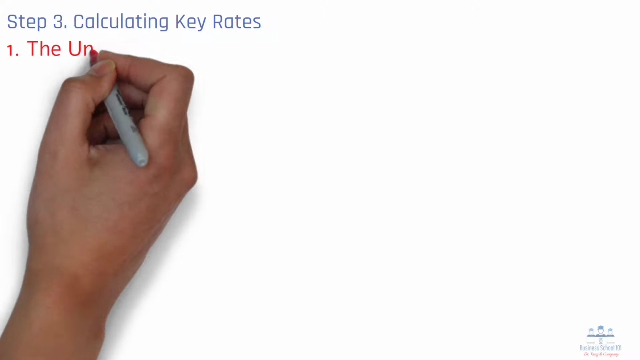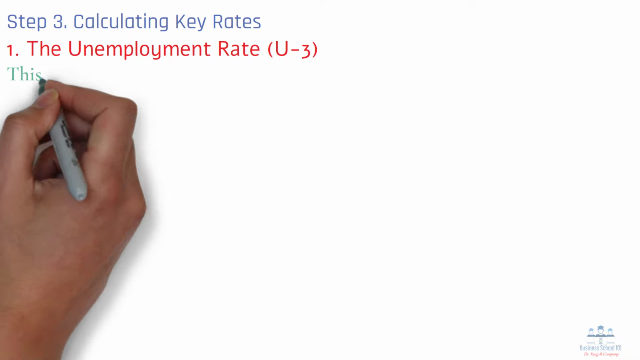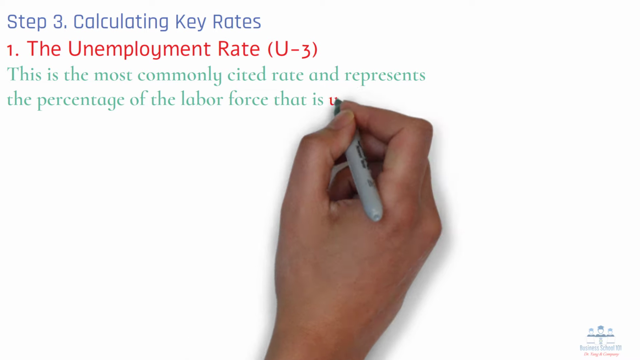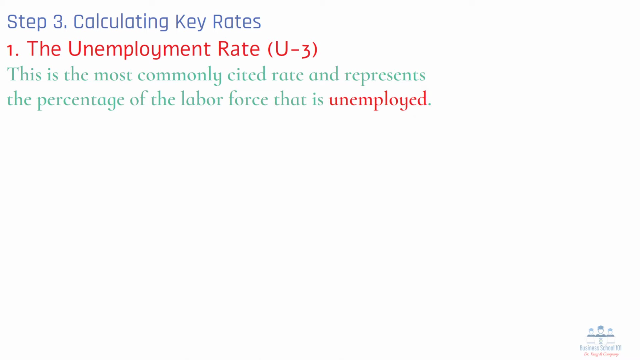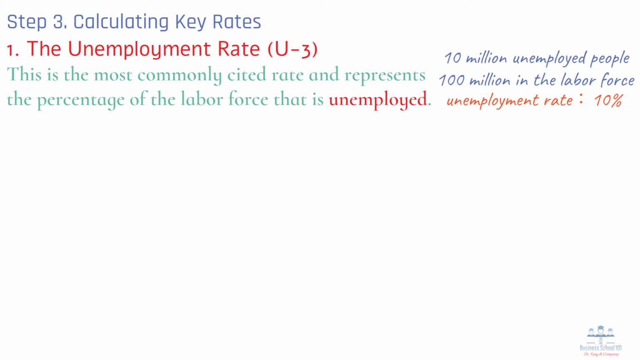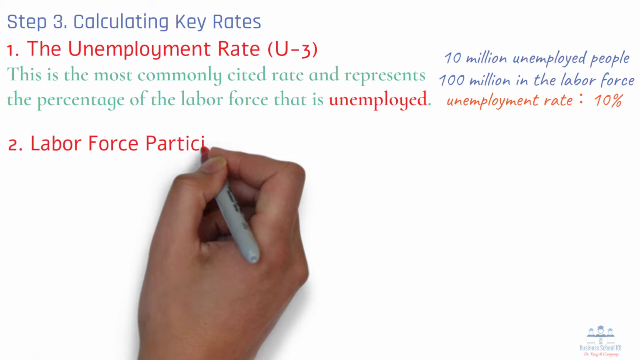Step 3. Calculating key rates. From this data, the BLS calculates two rates. Number 1. The unemployment rate, U3. This is the most commonly cited rate and represents the percentage of the labor force that is unemployed. For instance, if there are 10 million unemployed people and 100 million in the labor force, the unemployment rate would be 10%.